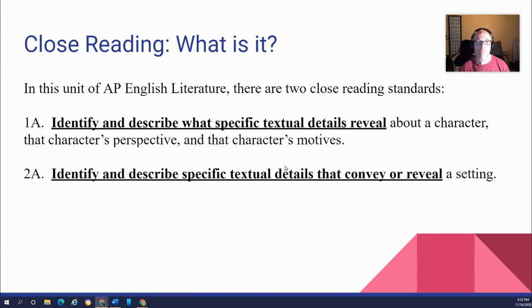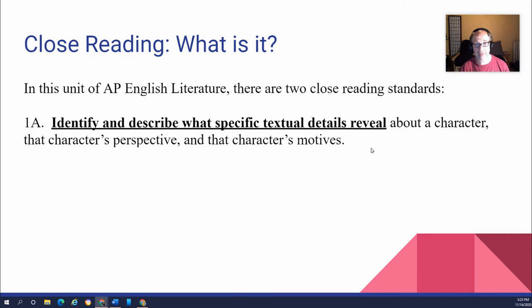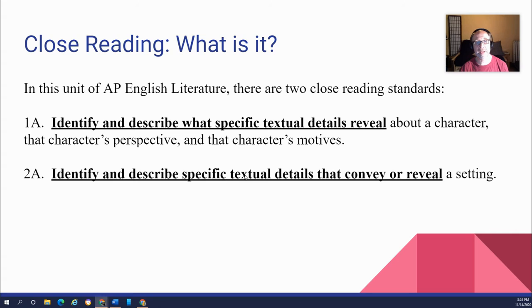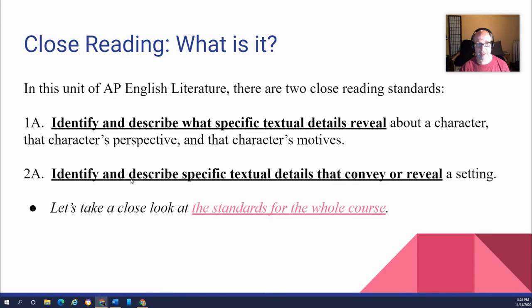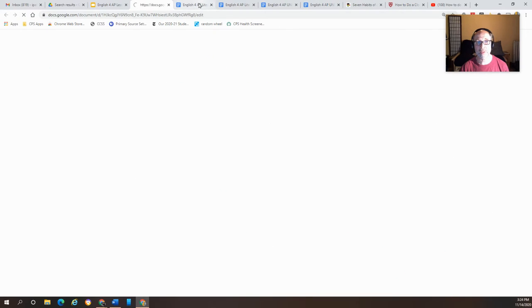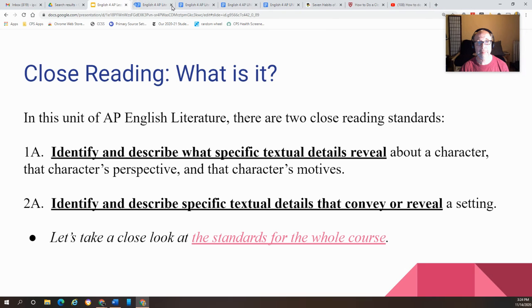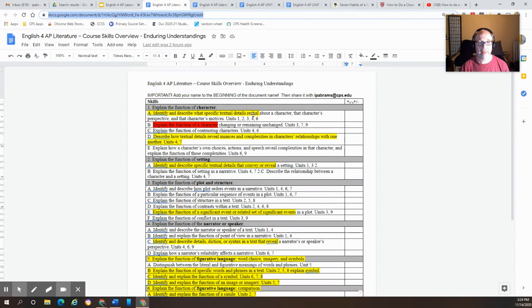So first of all, identify and describe what specific textual details reveal about a character, that character's perspective, and that character's motives. And second of all, identify and describe specific textual details that convey or reveal a setting. So you may already have noticed that both of these standards start off the same way. And when we look at the standards for the whole course, I think you will see pretty quickly that most of the standards start out with either that particular set of words, identify and describe, or explain the function of.